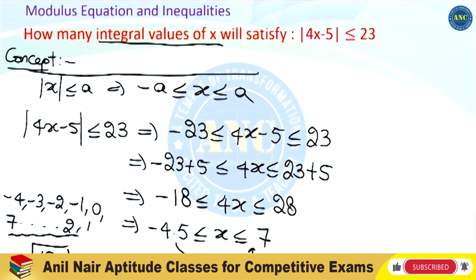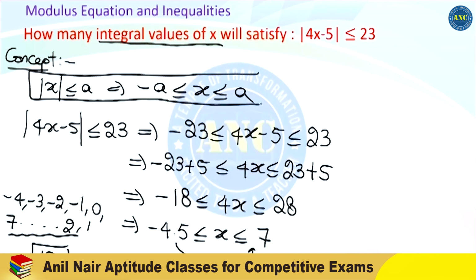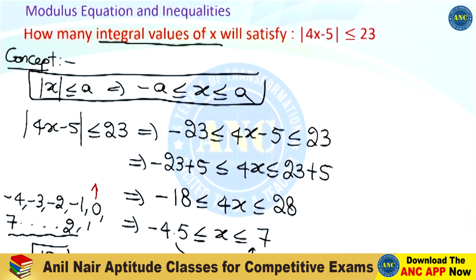The concept behind solving this question is mod x less than or equivalent to a. x lies from minus a to a. You can check it out by substituting a few values whether you are getting the answer or not. 0: 4 into 0 is 0, 0 minus 5, mod of minus 5 is 5. 5 is less than 23.